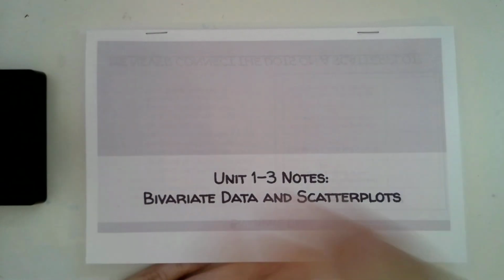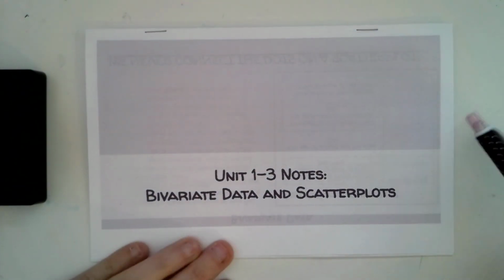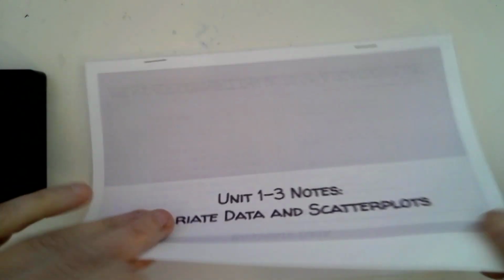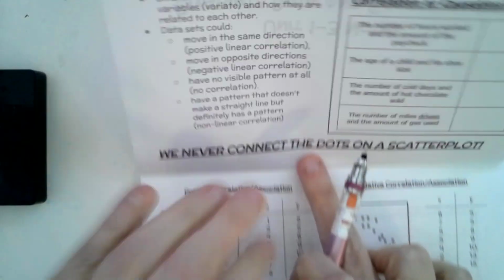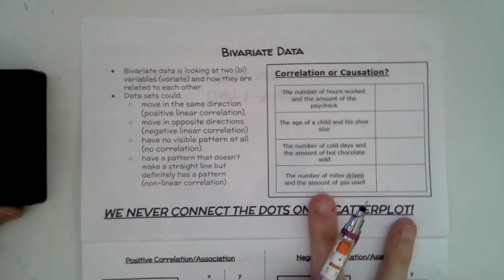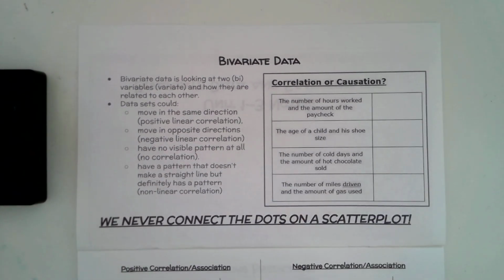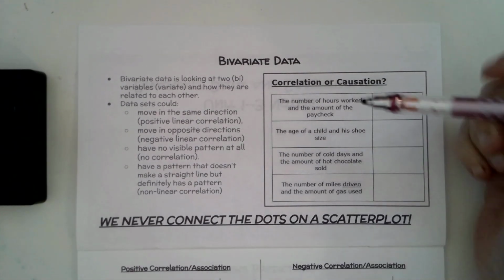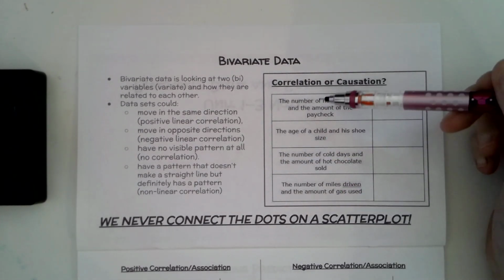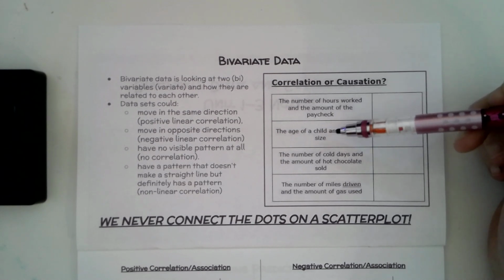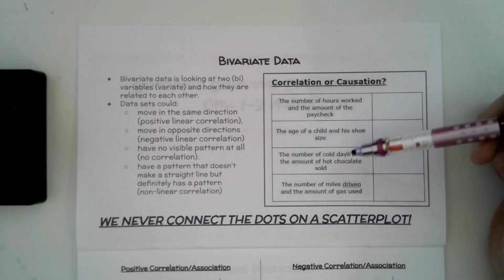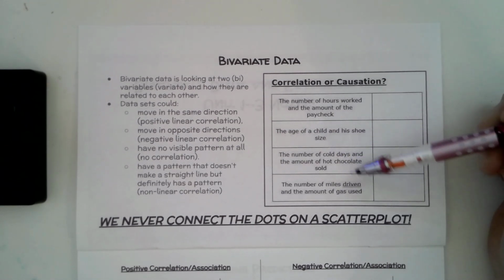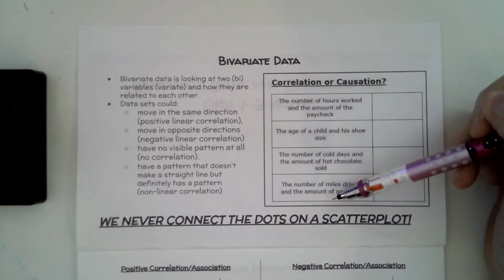Okay, so this next unit is going to be about bivariate data and scatter plots. So first thing we want to talk about is, what is bivariate data? Bivariate data is real world data. So what we're looking at is how do two things relate to each other. Here are some examples of bivariate data: hours that you work and money you earn; age of a child and shoe size; cold days and hot chocolate; miles driven and gas sold.